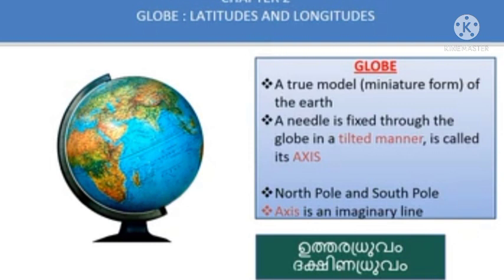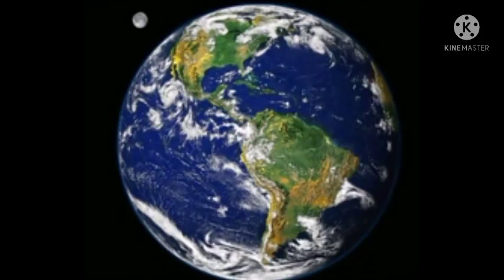You will notice that a needle is fixed through the globe in a tilted manner, which is called its axis. The two points on the globe through which the needle passes are the two poles, North Pole and South Pole. The globe can be moved around this needle from west to east, just as the Earth moves. But remember, there is a major difference. The real Earth has no such needle. It moves around its axis, which is an imaginary line.